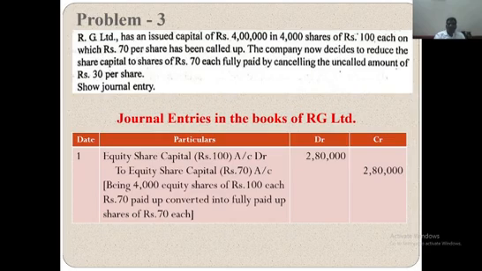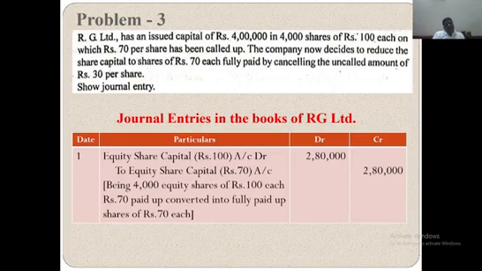As we have already discussed earlier, the uncalled amount is not considered. Cancelling the uncalled amount does not affect the accounts, so it is fully cancelled. If an amount is called up and proper notice is given to the respective shareholder, the unpaid call money is known as calls in arrears, and these calls in arrears are forfeited. But for cancellation of the uncalled amount of 30 rupees, you have to avoid it, as it does not affect the accounts.